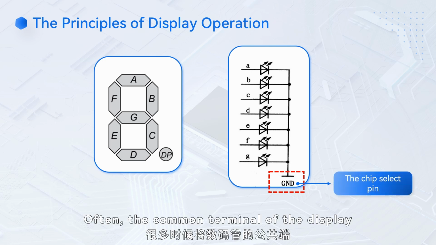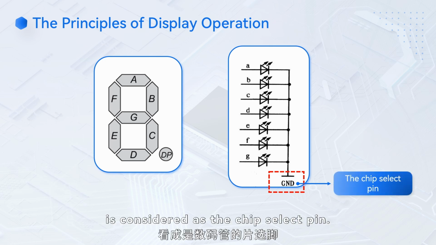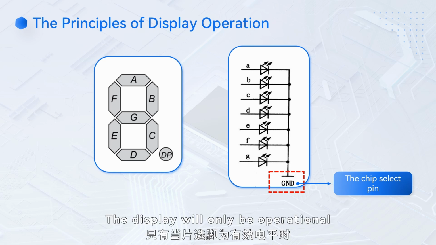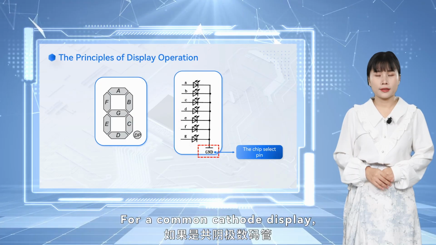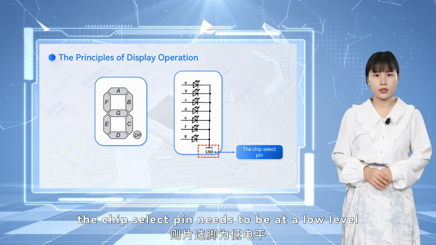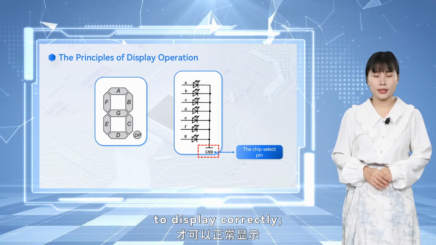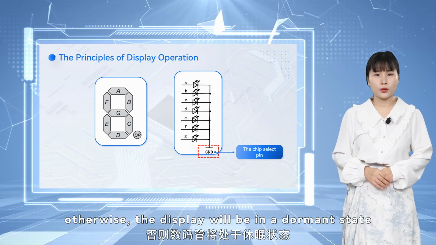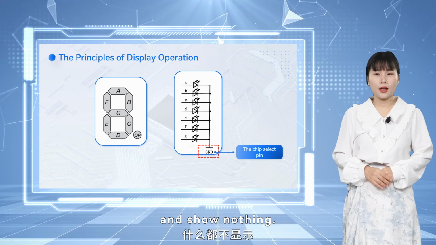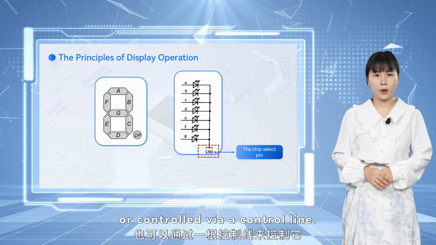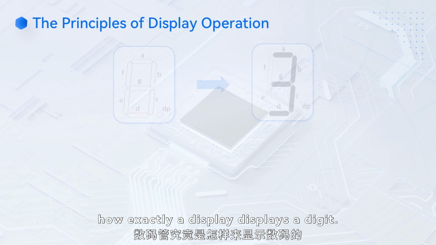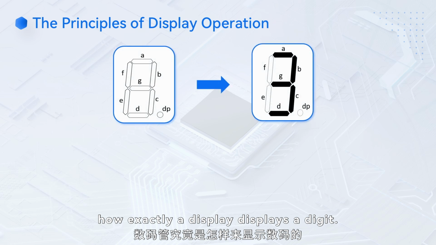Often, the common terminal of the display is considered as the chip select pin. The display will only be operational when the chip select pin is at a valid level. For a common cathode display, the chip select pin needs to be at a low level to display correctly, otherwise, the display will be in a dormant state and show nothing. The chip select pin COM can be grounded permanently or controlled via a control line. Now, let's see how exactly a display displays a digit.